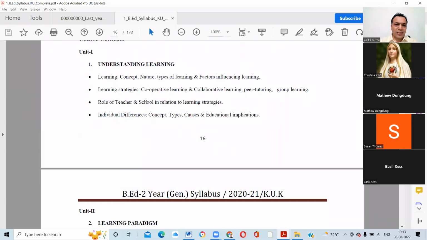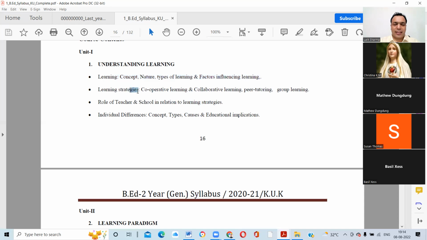Okay, so in section 1 you have to do number 1, the first part. This is very easy, right? What is learning, nature, types and factors influencing learning? It is very simple. What are the factors which influence learning? Age factor, nutrition factor, there are a lot of factors and you can define them. So this first you have to do. These are the important questions I am telling you, which you have to prepare for your final exam.